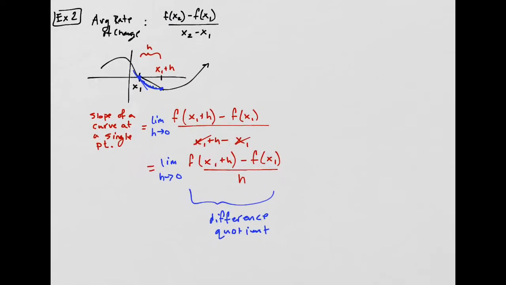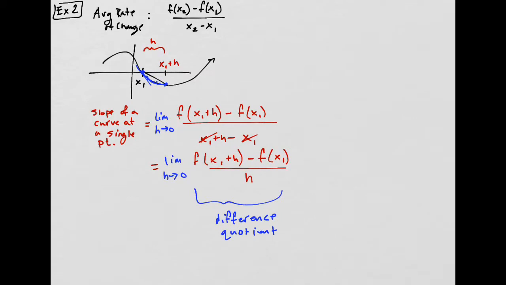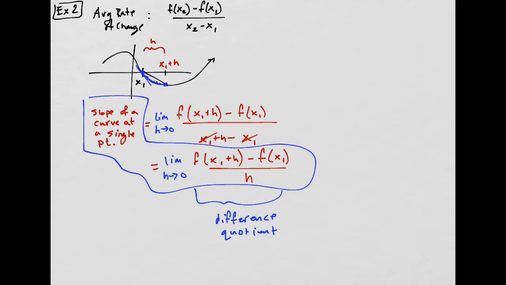So let's look at an actual example. And you know what? I'm going to stop this video and then make the example in a different video. So this is actually the slope of a curve at a single point. I mean, it is this one too, but I just simplified.